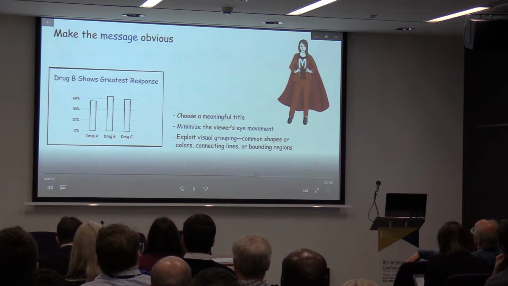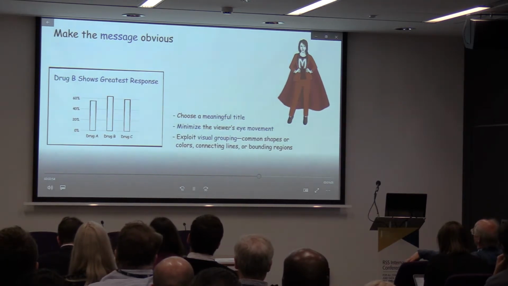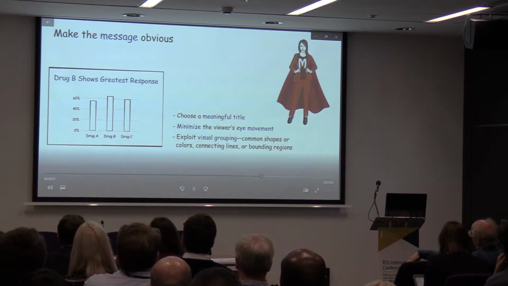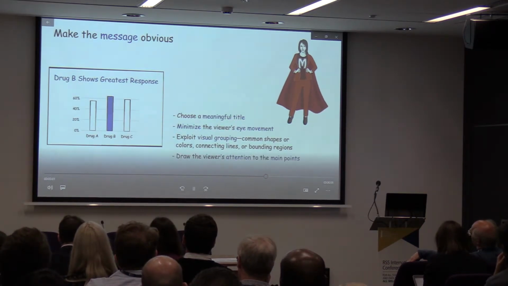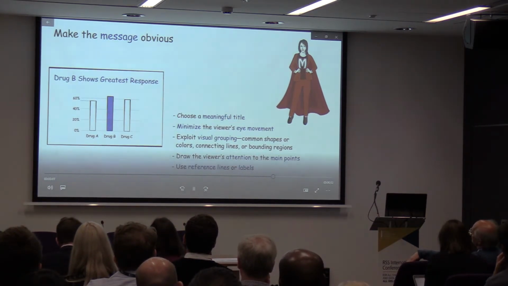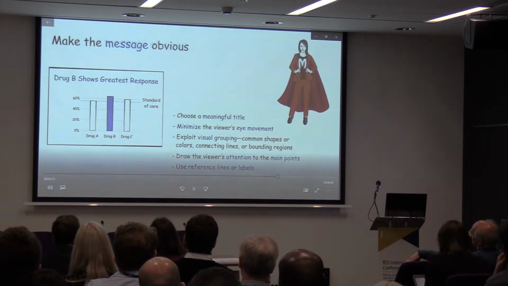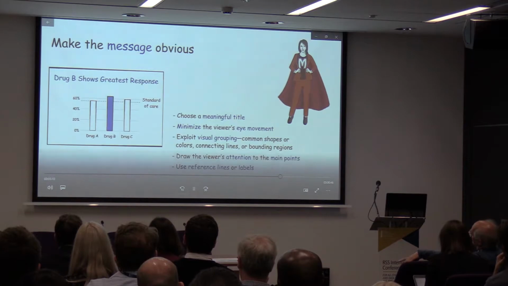Exploit visual grouping to imply association. Use common shapes or colors, connecting lines, or bounding regions. Draw the viewer's attention to the main points. Add meaningful information as necessary through reference lines, benchmarks, or labels. All of these elements will make the message obvious.